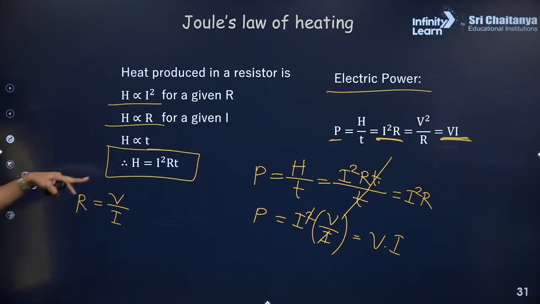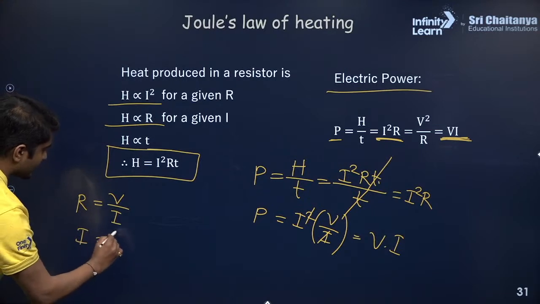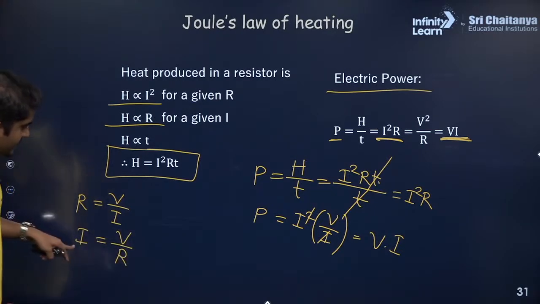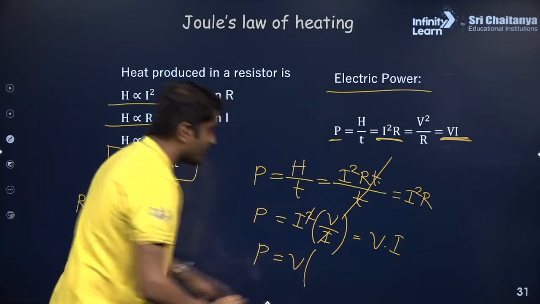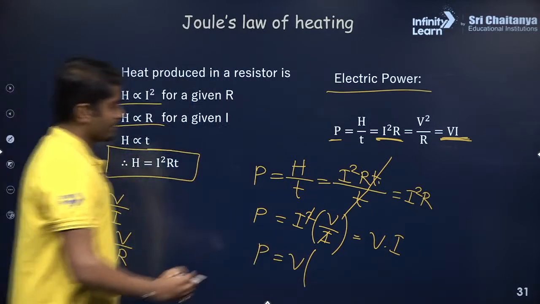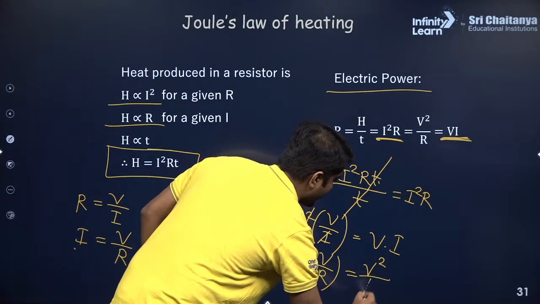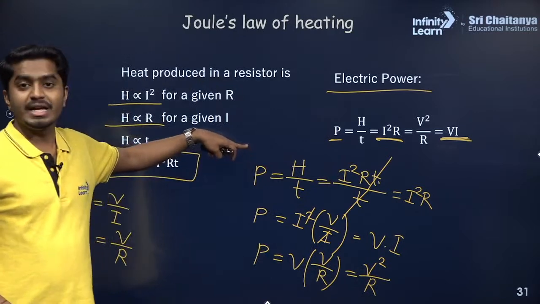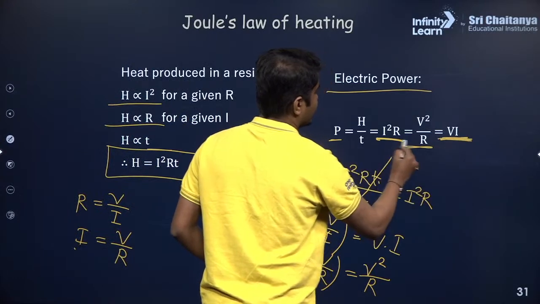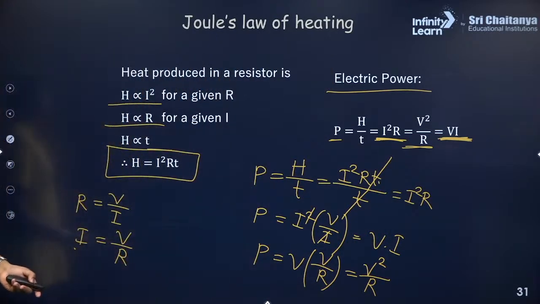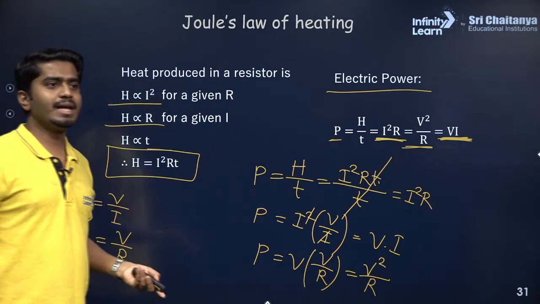Now you can again substitute, let's suppose take this I is V divided by R, substitute this in this equation, what will you get? Power is equal to V multiplied by, instead of I, substituting V by R. So this multiplied by V by R, that would be V square divided by R. So these are the 3 different equations for the power: V square by R, V times I, and I square R. Okay? So that is Joule's law of heating and electric power. Any questions, anyone?